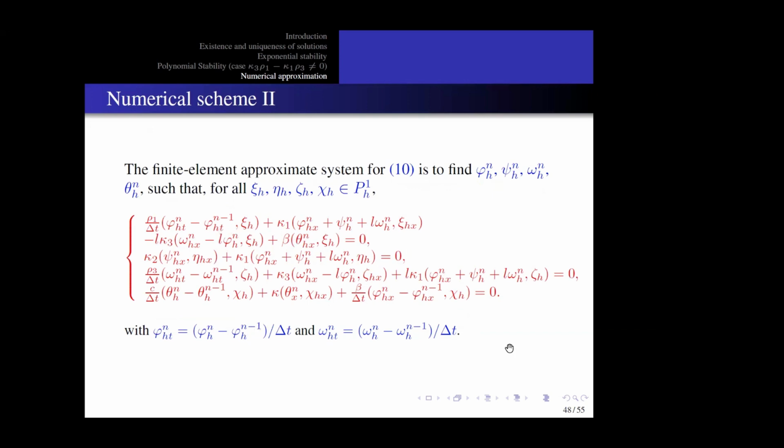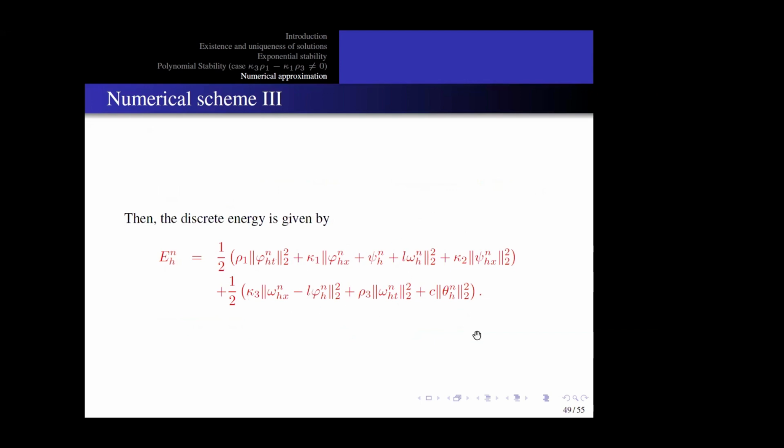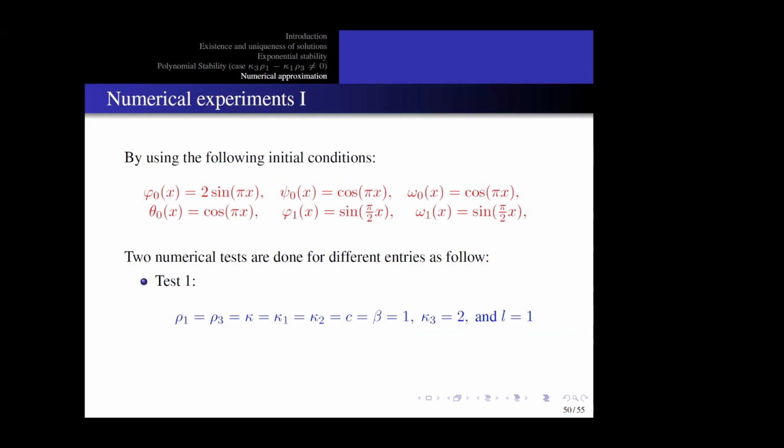And he also gave the discrete energy, and showed that the discrete energy is decreasing, and finally made some tests. So we took some initial conditions that satisfy, of course, the boundary conditions. Remember, theta has Neumann boundary conditions. This is why when you differentiate, you get this equal to 0 at 0 and 1. And we took different parameters. The first one is the equal speed, because we need kappa 1 over rho 1 equal to kappa over rho 3. And in other conditions, we use also different parameters, and this is what we get.